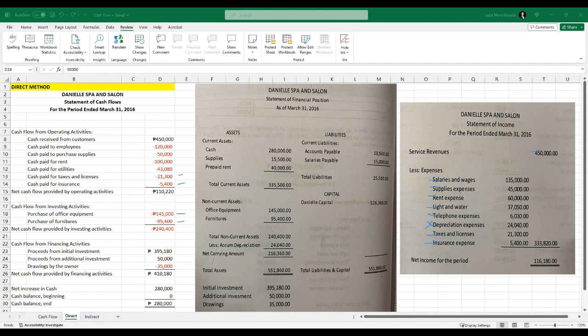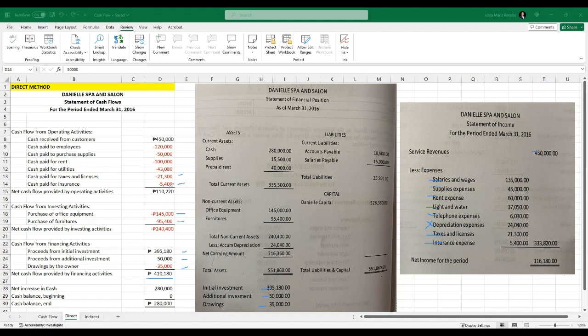So that's why naa diri ang proceeds gikan sa initial investment, proceeds gikan sa additional investment, that's an inflow, that's a plus. Drawings by the owner, katong mga gi-withdraw sa owner nga kwarta, 35,000. So which brings us to the net cash flow of 410,180.